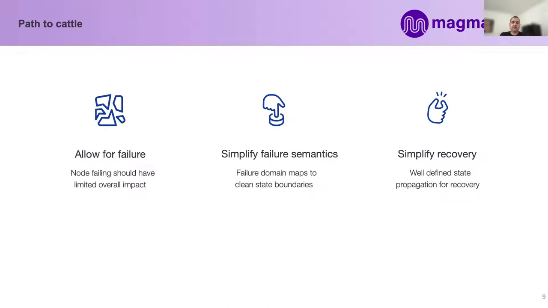The second one is, given that failures are going to happen, we need to simplify the failure semantics. Failures need to happen in a very well-defined way, and these need to map to clean state boundaries. So this makes it easy for us to understand what state actually gets affected by a failure. And the third one is that we need to simplify recovery. So well-defined state and propagation of recovery is important to allow for a service to come back up. So this goes back to principles like, you know, clear demarcation of who owns state, and clear propagation principles for the state to be repopulated.